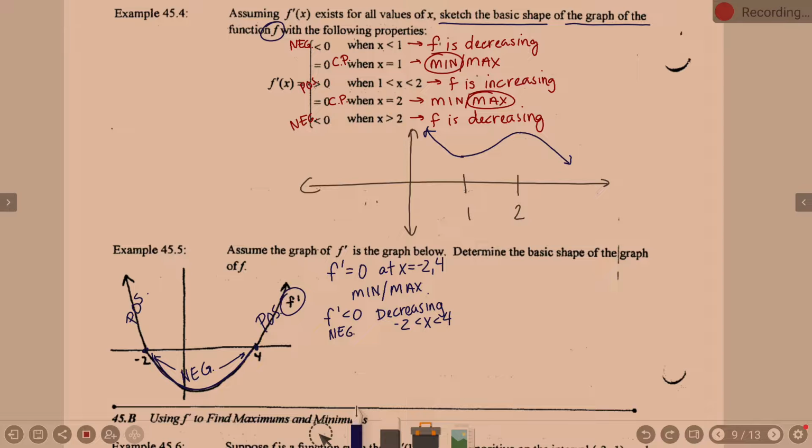And so then, when my derivative is greater than 0 or positive, those are going to mean increasing pieces of the graph. So my graph is going to be increasing when x is less than -2 and when x is greater than 4. You officially have all the information you need.